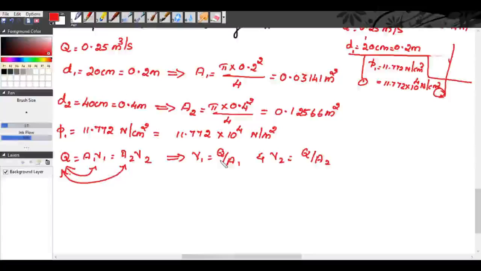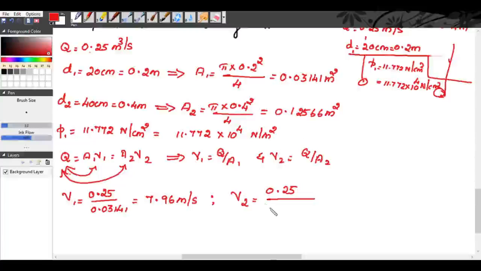So substituting the values of Q and A1, V1 is equal to Q, 0.25, divided by A1, 0.03141. We get V1 is equal to 7.96 meter per second. And V2 is equal to Q by A2, so 0.25 divided by A2, 0.12566. We get V2 is equal to 1.99 meter per second.